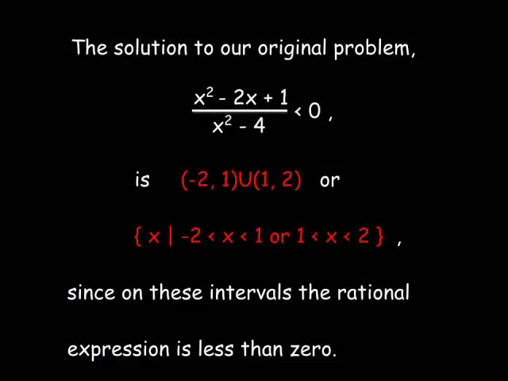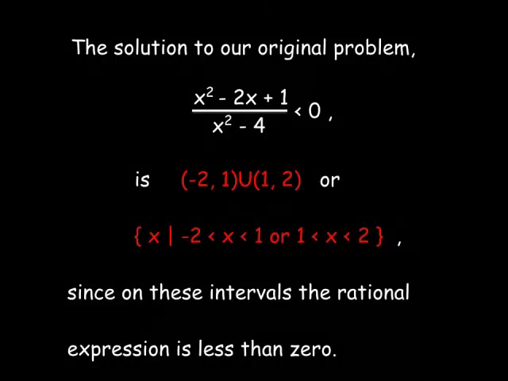Our original problem, x squared minus 2x plus 1 all over x squared minus 4 less than 0, has the solution: the interval from negative 2 to 1 union the interval from 1 to 2, all open intervals, or the set of x such that negative 2 is less than x is less than 1, or 1 is less than x is less than 2. Since on these intervals the rational expression is less than 0.